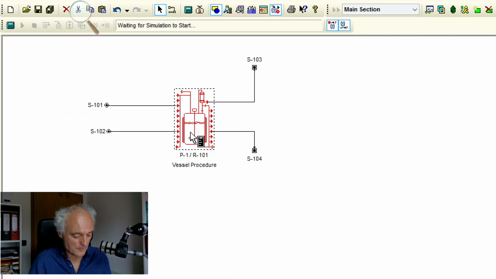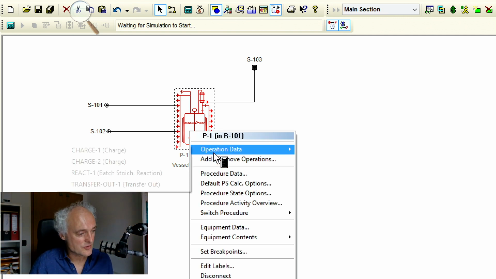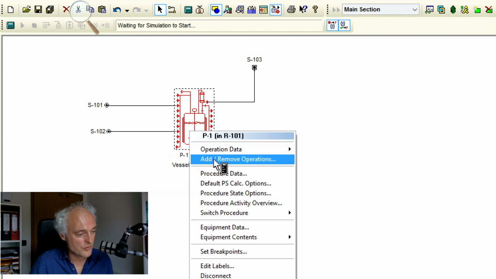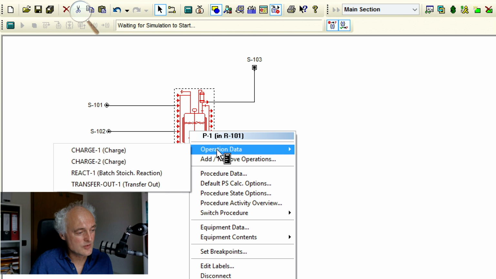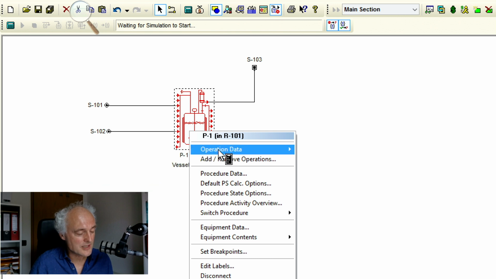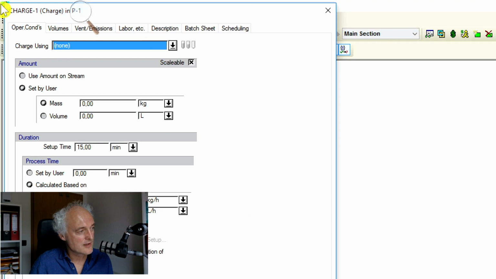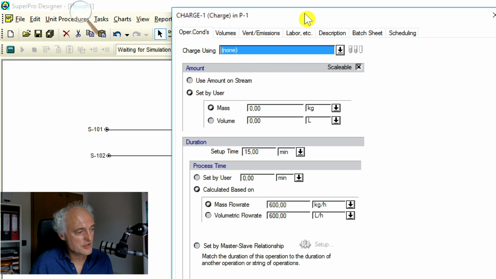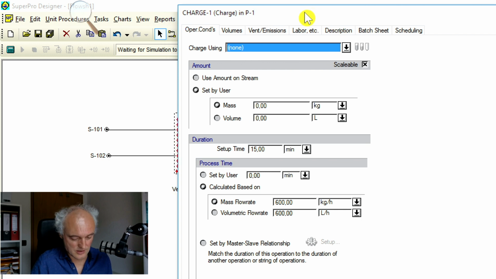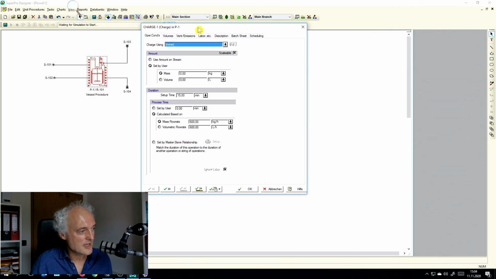Okay, now we want to set up the operations. Now we are at point 2.7, and we first of all set the charge 1 operation. So now we don't go to add remove operations. Now we have a new topic here, which is operation data, and we go to our charge 1 operation. So this is our charge 1 operation, and this is how it looks.